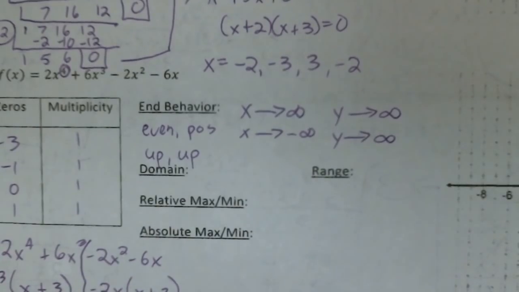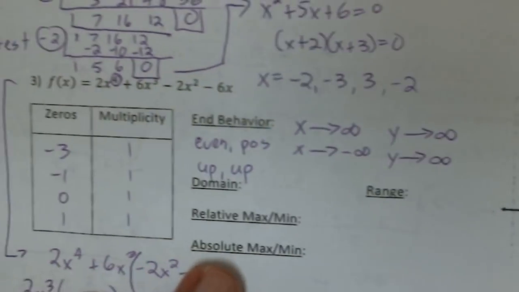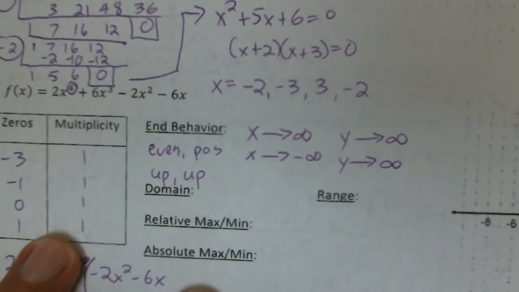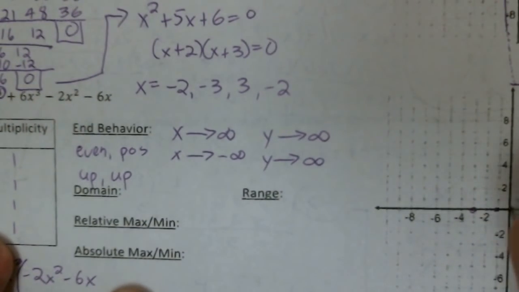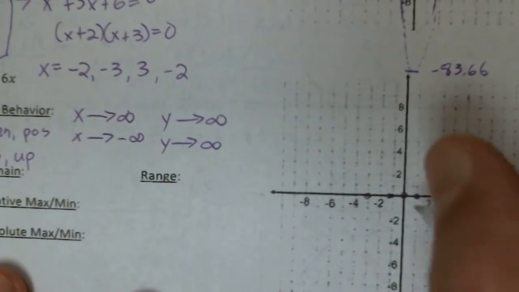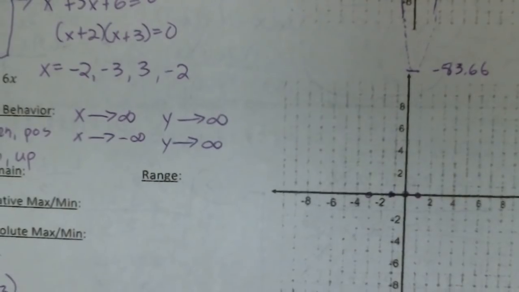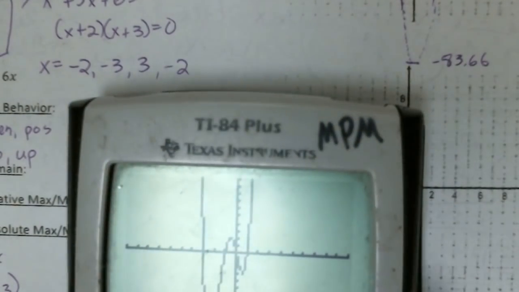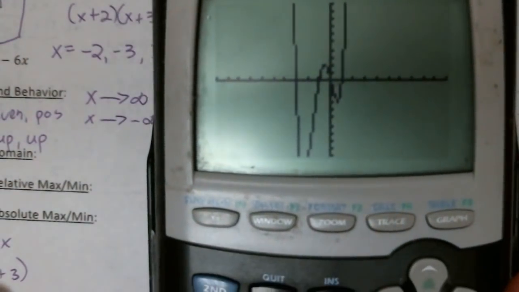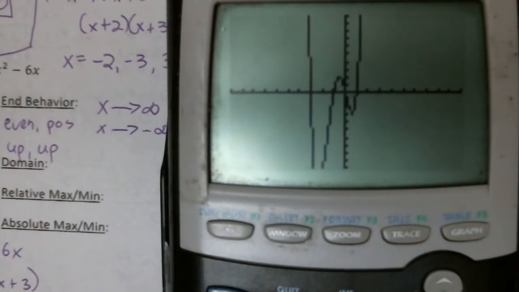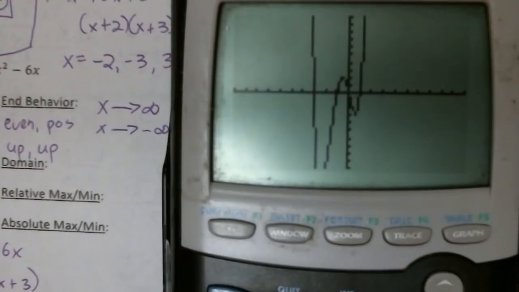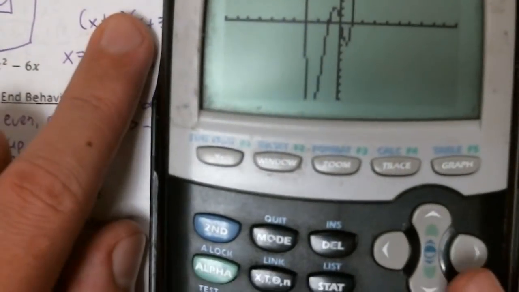All right, so now let's go ahead and list our zeros on the grid. We've got -3, -1, 0, and 1. Wish they made these graphs a little bit bigger. Alright, so now we need to look at our relative mins, absolute maxes, and mins. Since it's even, I'm going to have an absolute max or min. Since it's a W, I'm going to have an absolute min. So let's go find that first.